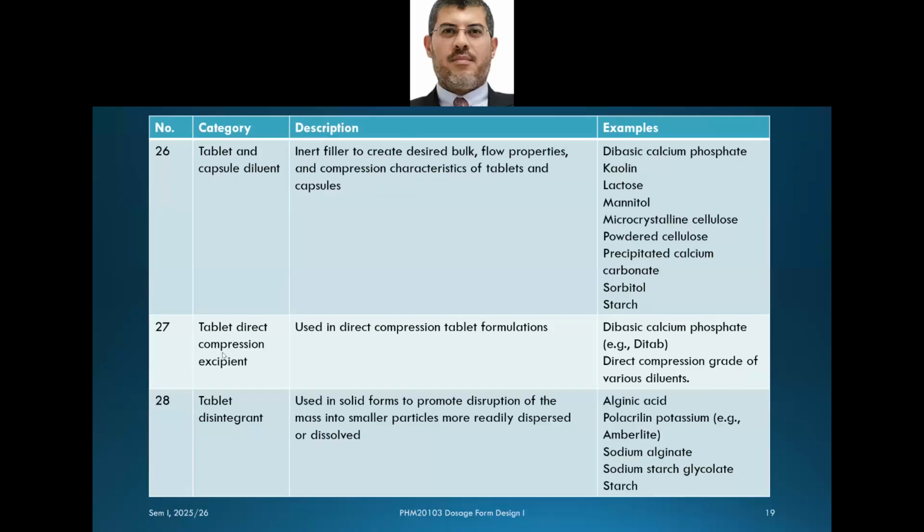When we make tablets, usually we make a paste, then we turn this paste into granules, and then we dry the granules because granules have better flow compared to fine powder. If I don't do this process of granulation and drying, and instead directly mix the powder ingredients and compress them, then I call it a direct compression excipient. So some excipients are used as tablet direct compression excipients. Used in direct compression tablet formulations means I don't need to do granulation.